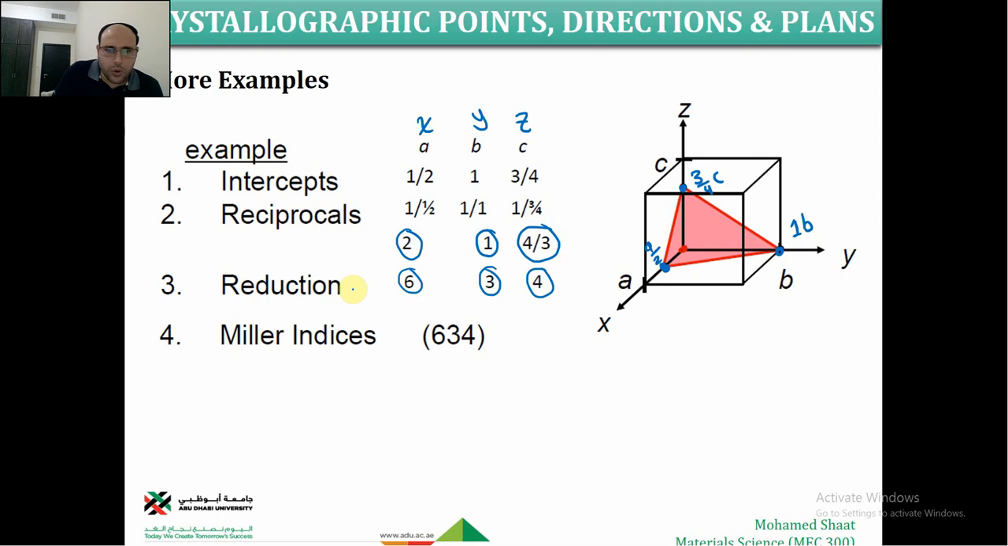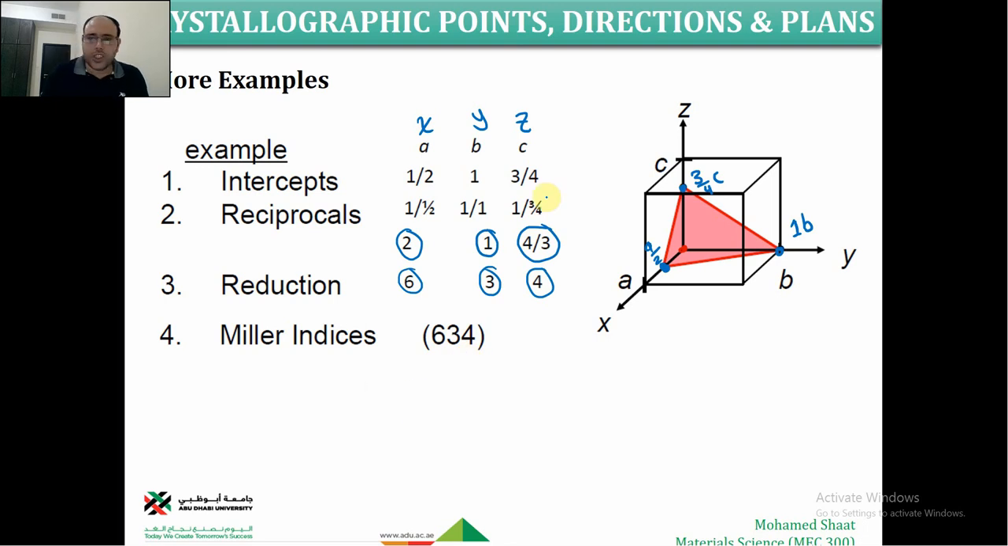So once you end up with all integers, you're just going to try. If none of them is 1, because the smallest integer value is 1, so there is no more reduction than 1. But here we don't have 1, we have 3. This 3 is the smallest integer. Then you're just going to try to divide 6 over 3. 6 over 3 gives 2. But 4 over 3 will not give us an integer value. So it means that this combination will be the smallest combination of integers. It means that the Miller indices will be 6, 3, and 4.